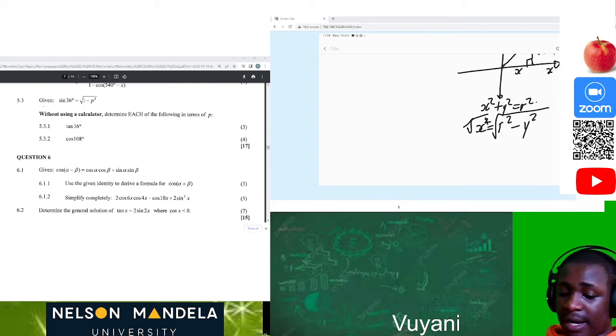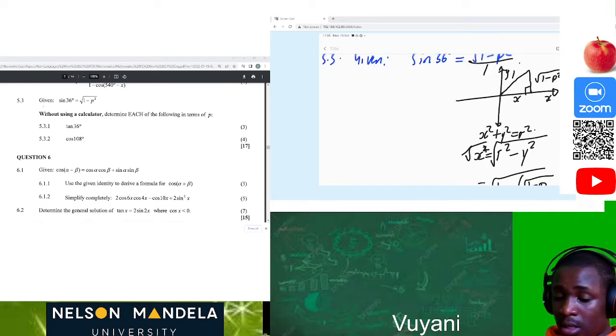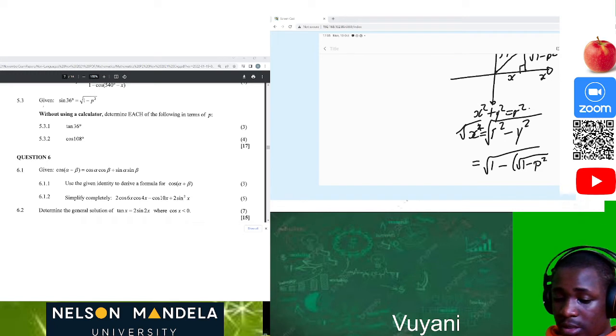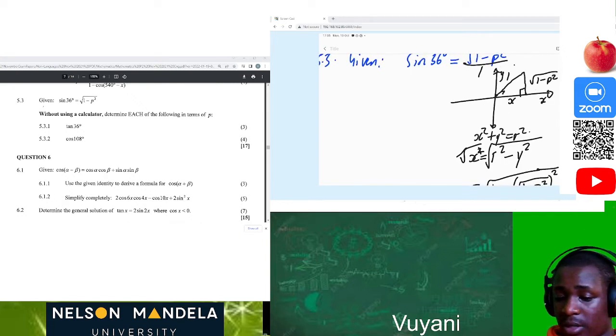So what is our r? If you remember, our r was 1. And what is our y? Our y, we said, is the square root of 1 minus p squared. Then we square it again, so the square and the square root cancel each other. At the end we'll have our value of x. It is important to write our 36 here, so here is 36 degrees.